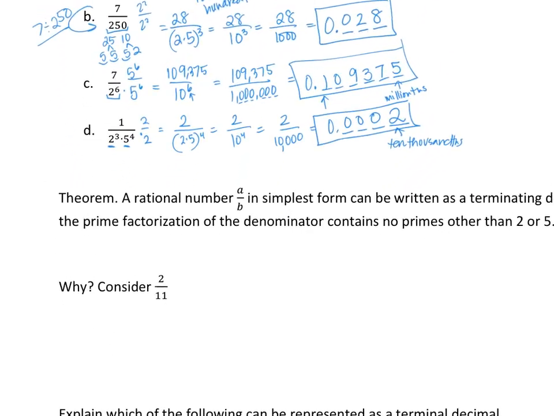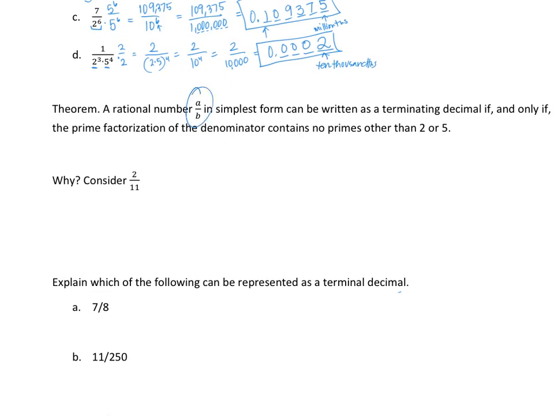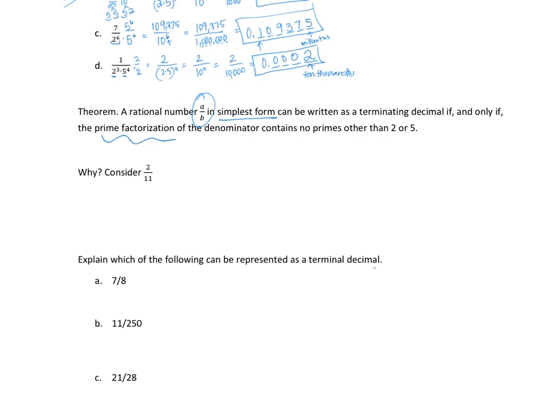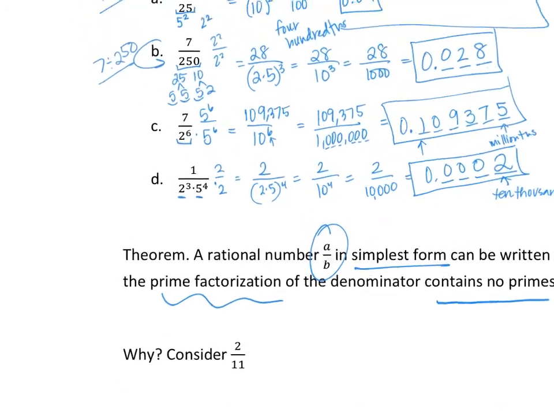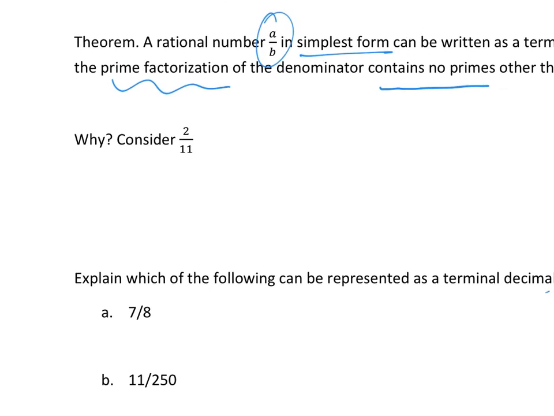So what we're seeing from above is actually turned into a theorem. And that theorem says that a rational number a over b, if it's in simplest form, can be written as a terminating decimal if and only if the prime factorization of the denominator contains no primes other than 2 or 5. And you could have seen from up above, that was all we had was the 2s and 5s because we wanted to write it as a power of 10 in order to write it as a decimal. So if we look at the number 2 over 11, since 11 is not a power of 2 or 5, it's prime actually, we know that it's not a terminating decimal.